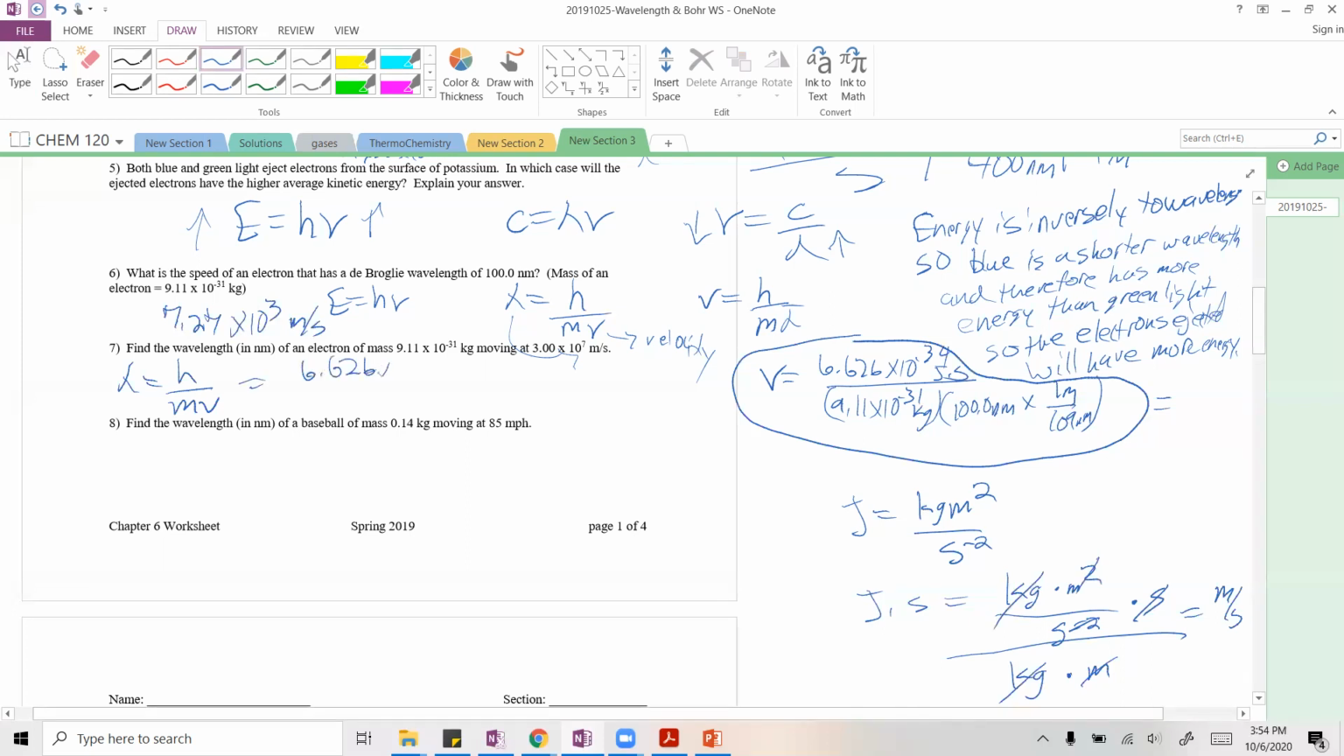We have our Planck's constant. We have our mass. We have our velocity. So it's just plug and chug. And that's going to become 2.42 times 10 to the negative 11 meters. And they want us to get that into nanometers. So we need to multiply this by 10 to the 9 nanometers to 1 meter. And so we get 2.42 times 10 to the minus 2 nanometers.